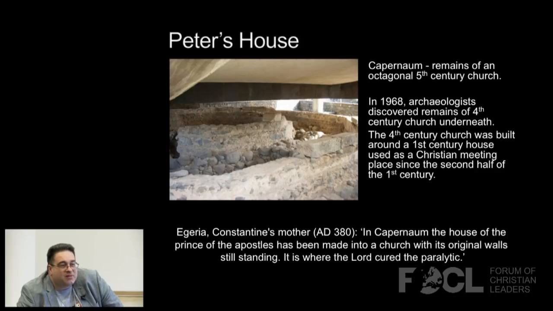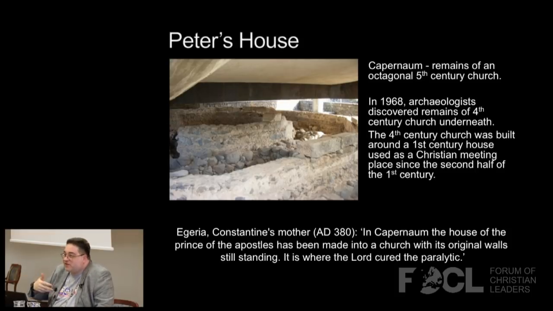And the Roman Emperor Constantine, his mother Egeria, in the 4th century, records she went on a pilgrimage. She was like the first pilgrim around the Holy Lands, and she records in her diaries of that pilgrimage that in Capernaum, the house of the Prince of the Apostles has been made into a church with its original walls still standing. So this would have been the 4th century church that she would have visited, that built around this house, and then later on in the 5th century they built another one around that as well. So the Prince of the Apostles has been made into a church with its original walls still standing. It's where the Lord cured the paralytic.